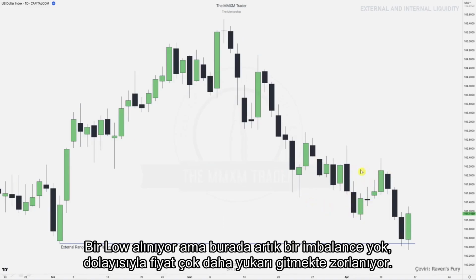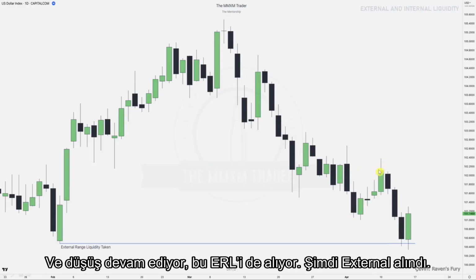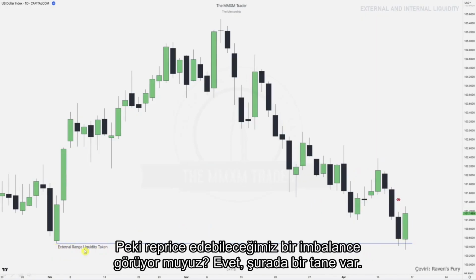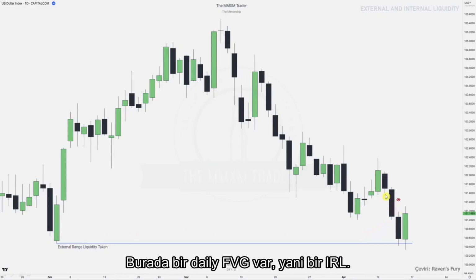There's no imbalance anymore over here, so price has issues going up way higher than here, and it just keeps declining, taking out this external range liquidity. Now we took external range liquidity. Do we see an imbalance anywhere, right, where we can reprice into? Yes, we have over here this daily fair value gap.